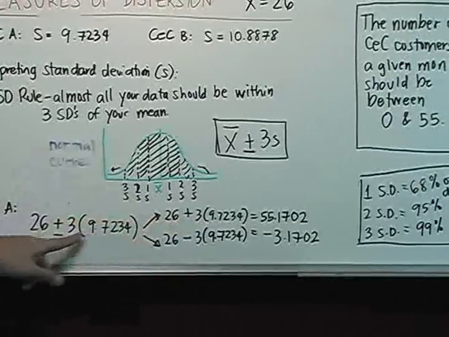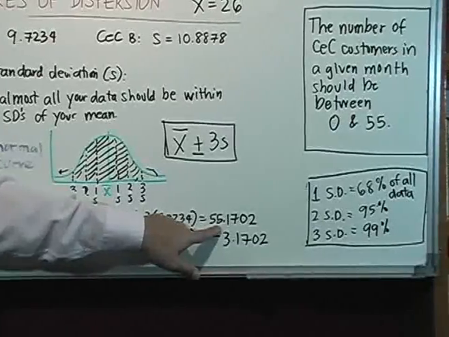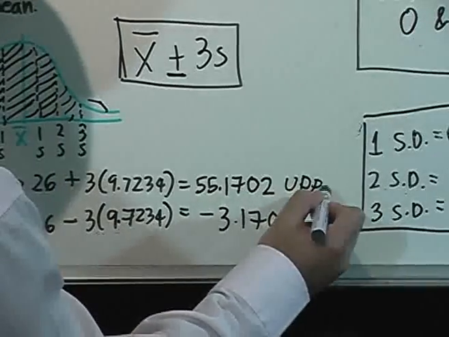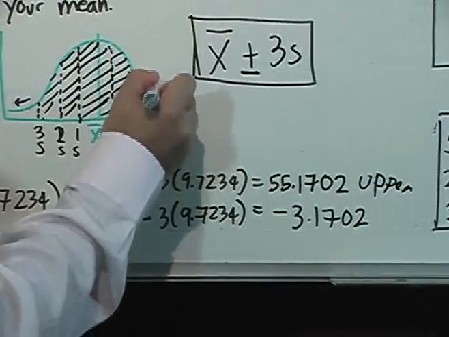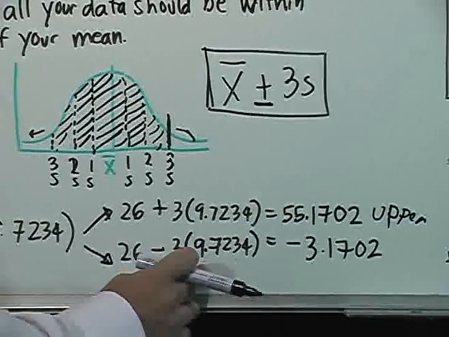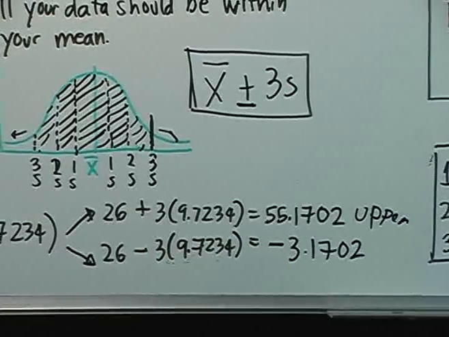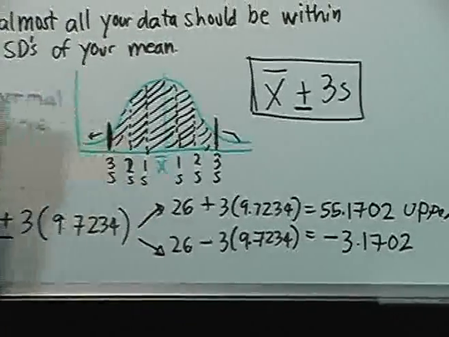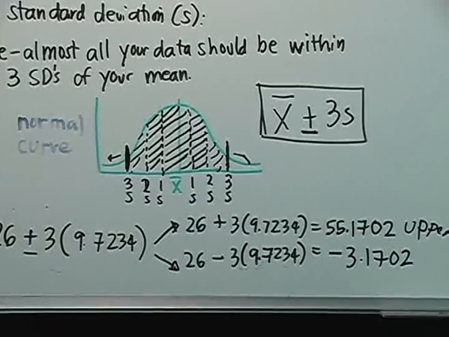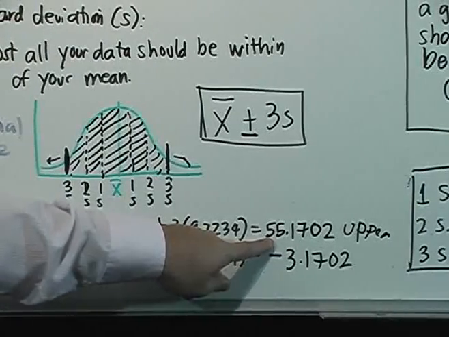We add first: 26 plus 3 SD. This is the result, 55.1702. This will reflect the upper limit. Then 26 minus 3 times 9.7234, you will get negative 3.1702. This is the lower limit of the 3 standard deviations. So how do we apply that in this case? You have your lower limit, which is negative 3, and your upper limit, which is 55.